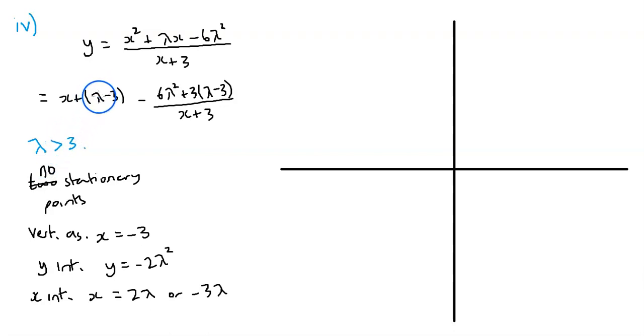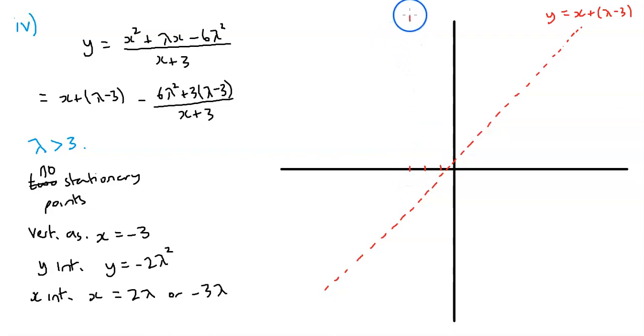Now this time, let's just imagine lambda to be like 4 or something. So that means that our oblique asymptote is approximately y equals x plus 1. The point is the y-intercept of the oblique asymptote should be above 0. So this is y equals x plus lambda minus 3. So we still have that vertical asymptote, x equals -3. Goodness me, what a wonky vertical asymptote. Hopefully yours is better.